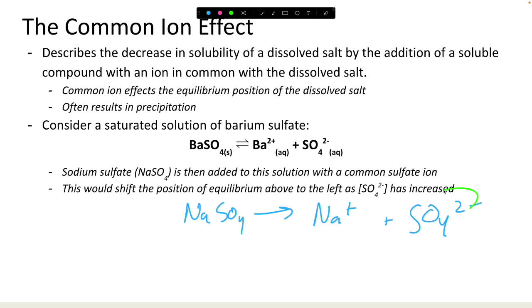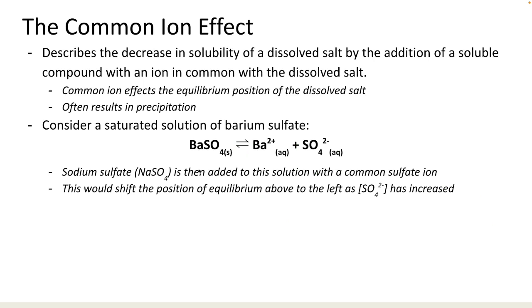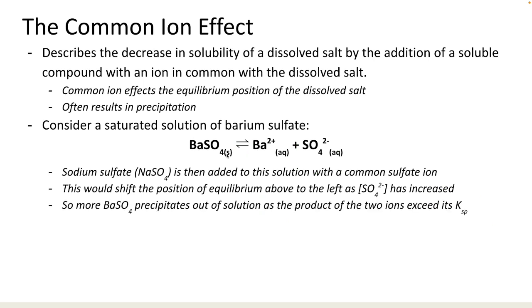This sulfate ion is in common. So essentially what we've done is we've increased the concentration of the sulfate ion. Le Chatelier's principle, the equilibrium wants to re-establish the equilibrium. So we're going to push the equilibrium to the left-hand side. So this common ion shifts position of equilibrium to the left. What does this do? This is going to precipitate out barium sulfate, because we're making more of the solid barium sulfate when we shift that equilibrium position.